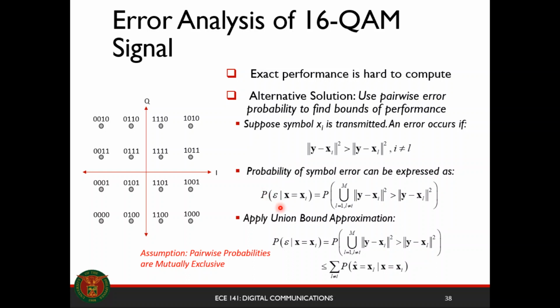So the probability of error, given that we transmitted x equal to x sub i, is the union of all the cases when your received signal is further from your transmitted symbol to another symbol in the constellation, using the union bound approximation. The union bound approximation goes like this: the probability of a union of events is less than or equal to the sum of the probabilities of these individual events.